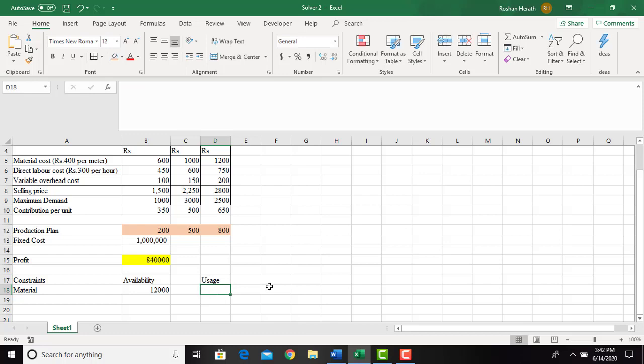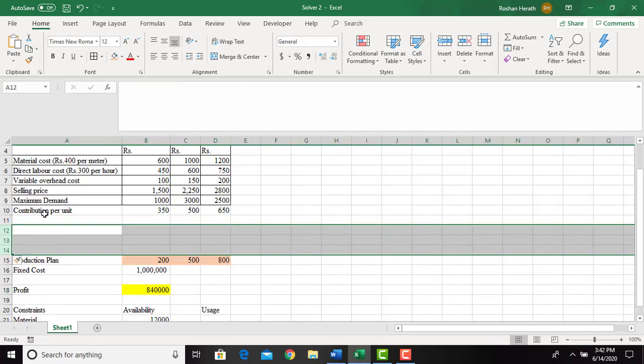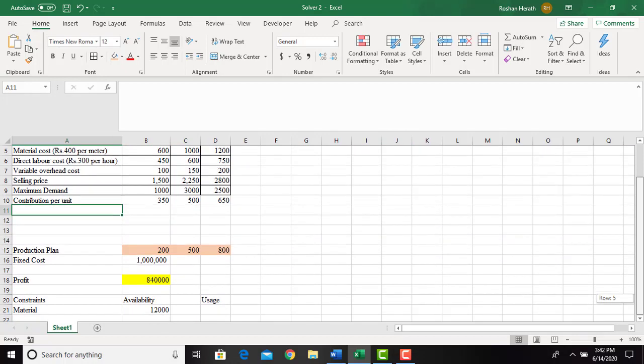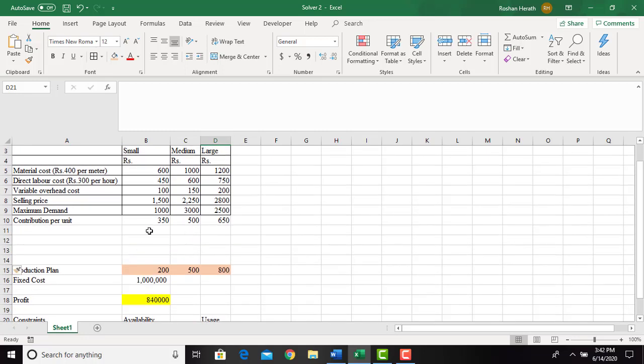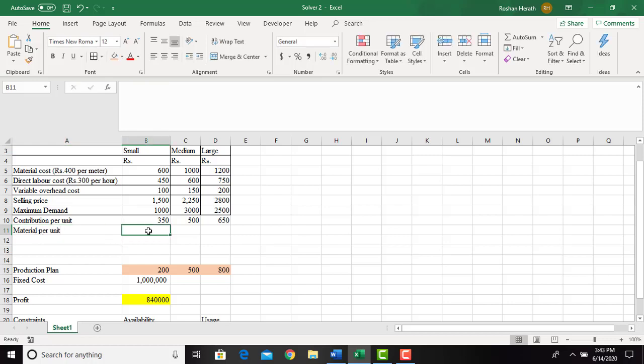Then if you look at the usage of material, you have to work that out. So how do we work that out? So we better have some space over here. So we need to get that information. First, in order to identify the material that is being used, you need to know the per unit material requirement. Materials per unit, no? That particular information is needed. Material per unit, you can get that.